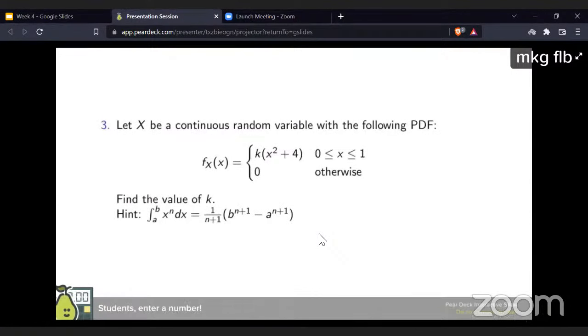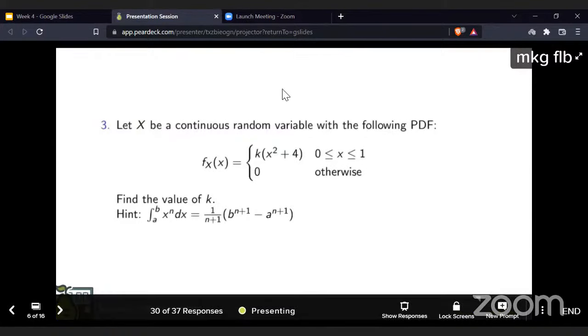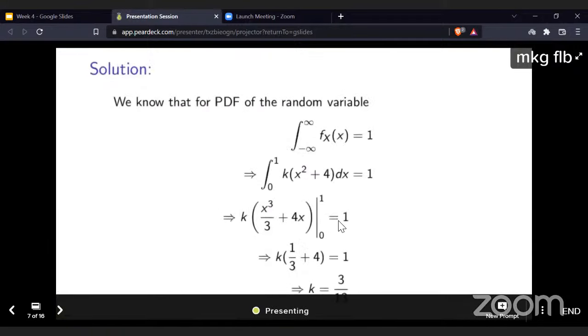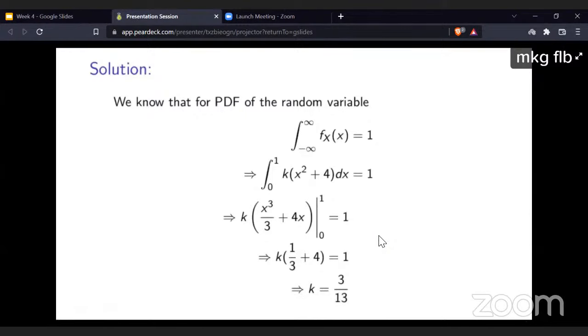We know that for any PDF to be a valid PDF, there are 2-3 properties that it has to satisfy. First, the function should be greater than 0, f_X of x should be greater than 0. You can clearly see that in this case it is. And if you integrate it over the range, here from 0 to 1, it should be equal to 1. Once you integrate it, you will get k as 3 upon 13. The people who are not very sure how to do integration, we'll do it at the end.